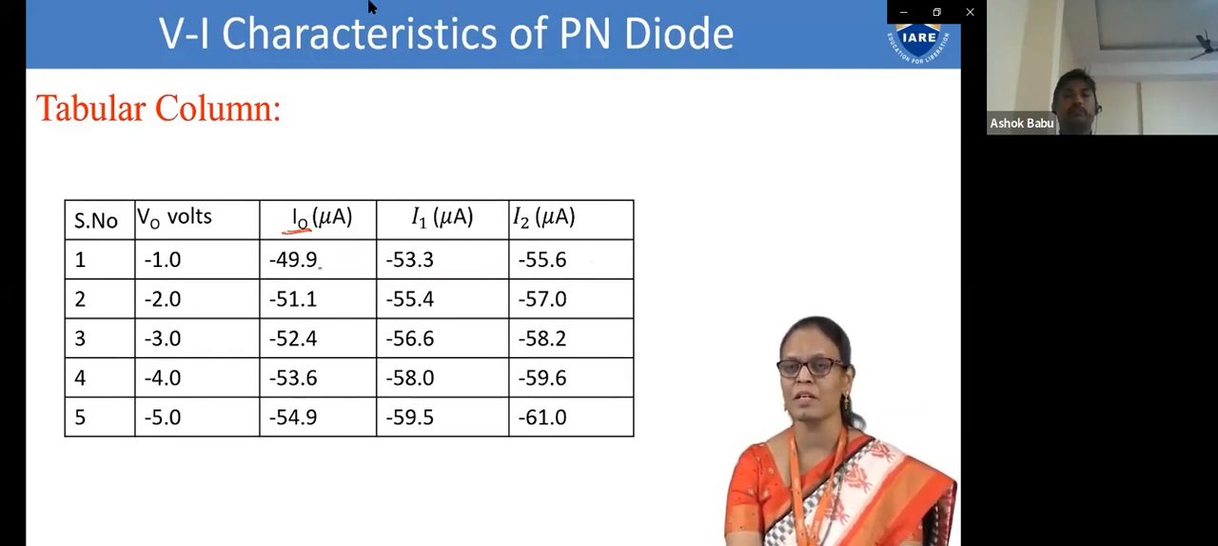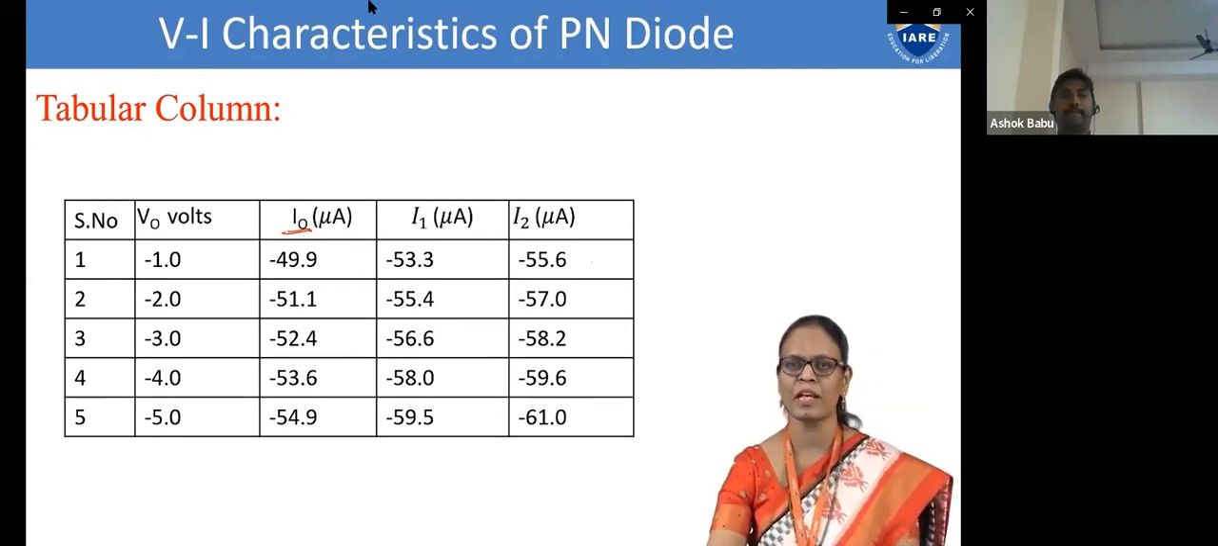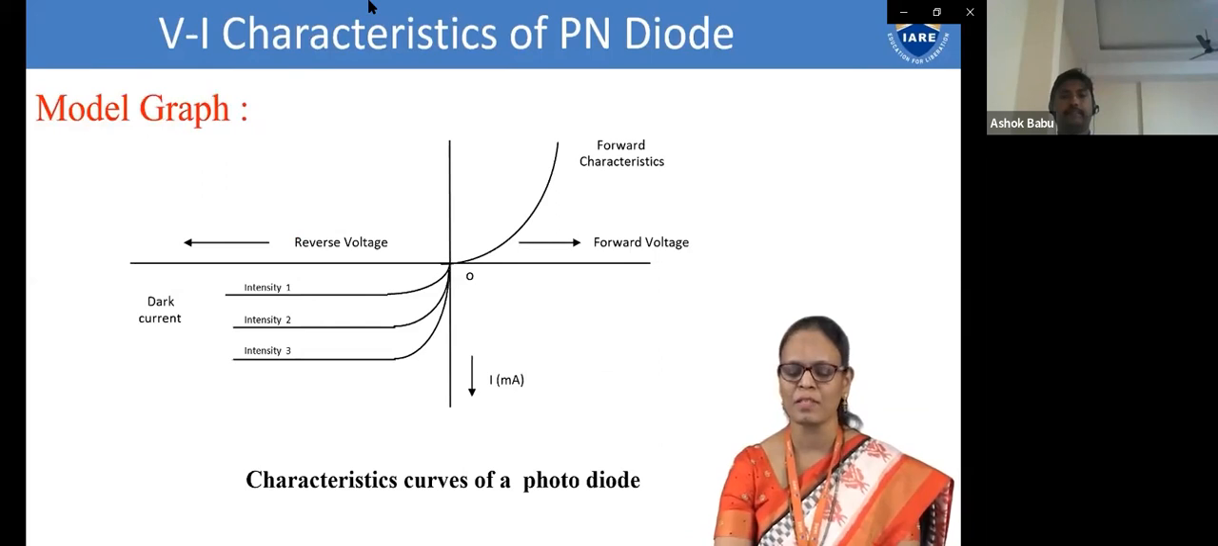This is a point to be noted. So what we are observing here is as the intensity increases, and for a given voltage, the current increases. And as you keep on varying the voltage, the current also increases, as you vary the voltage and as you vary the intensity. This is what we are going to study now with the help of a graph.